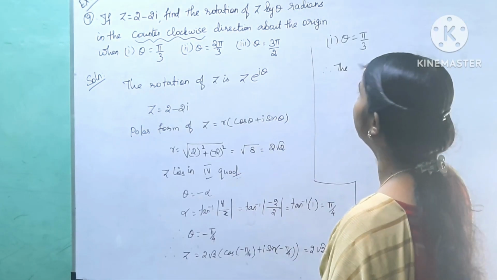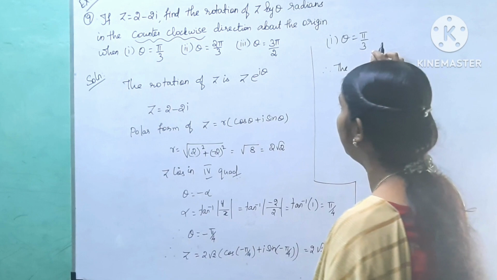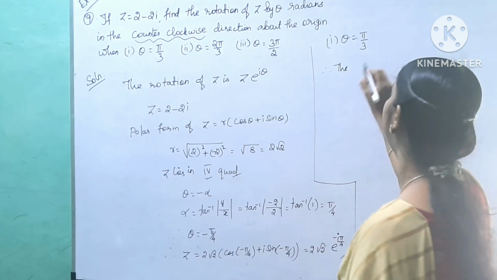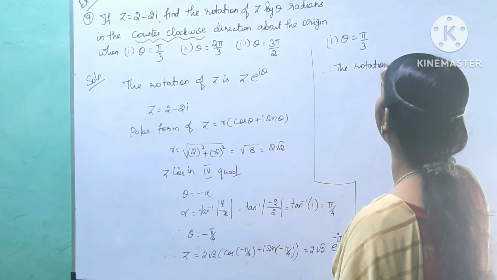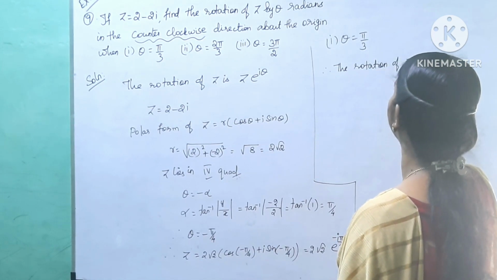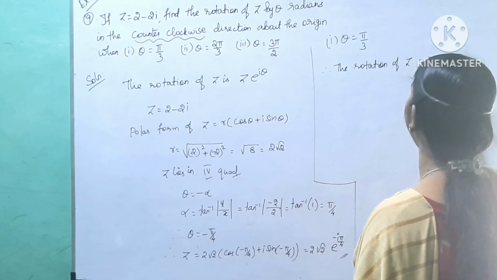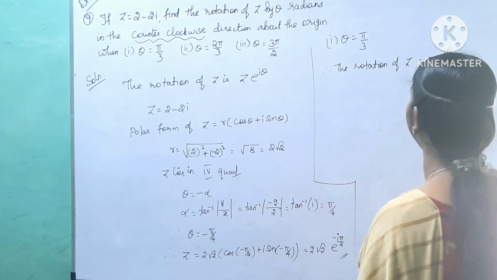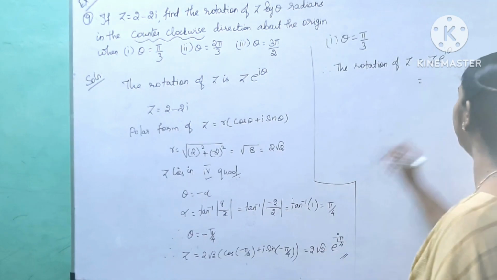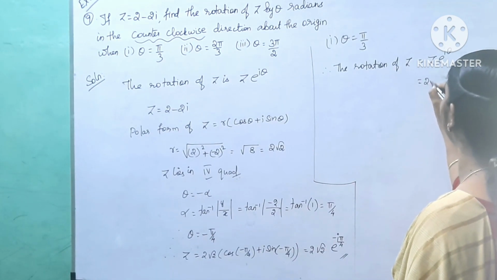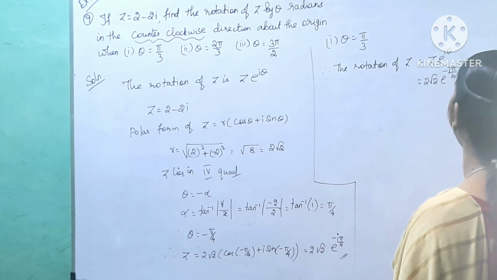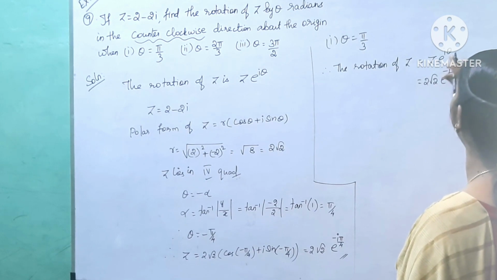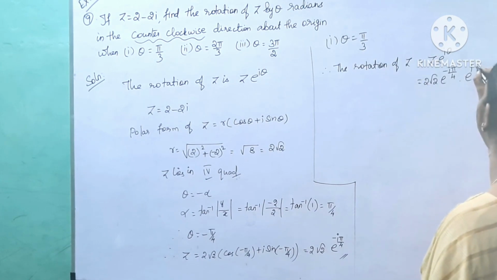In subdivision 1, they have asked: when we rotate by theta equal to pi by 3, what is the rotation of z? Therefore the rotation of z is given by z into e power i theta. So we got what z is. Z is nothing but 2 root 2 e power minus i pi by 4 into e power i theta. Theta is pi by 3.